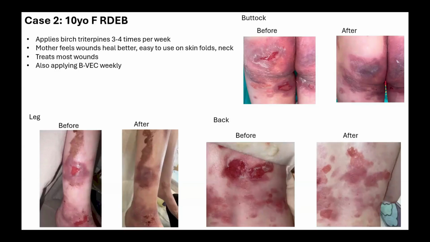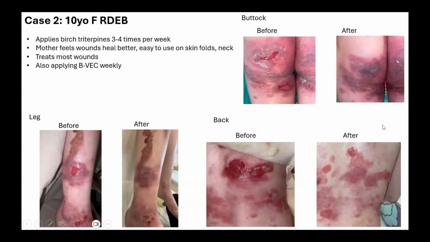To look at some of her before and after photos, you can see here the photo of the buttock and the upper thigh, where she had these smaller recurrent wounds that open and close. And you can see after the birch bark triterpene application that this area is healed, as well as on the leg. You can see these wounds prior to triterpene application, and then you can see that they're healed afterwards. And this is another area on the back where there were some wounds prior to birch triterpene application. And then you can see afterwards that those have healed, although, of course, she did start to develop additional blisters at untreated sites.